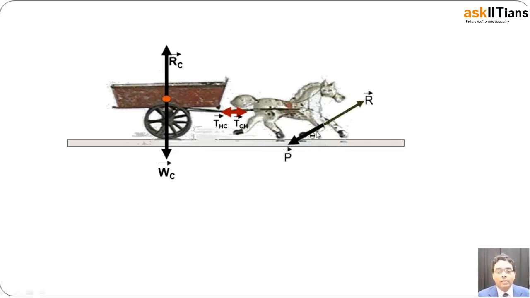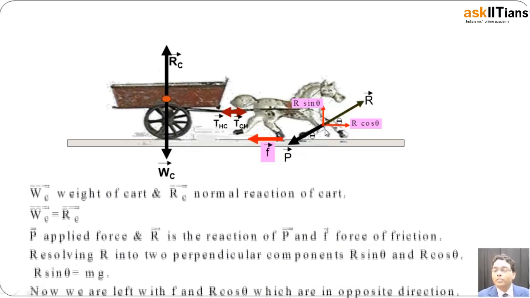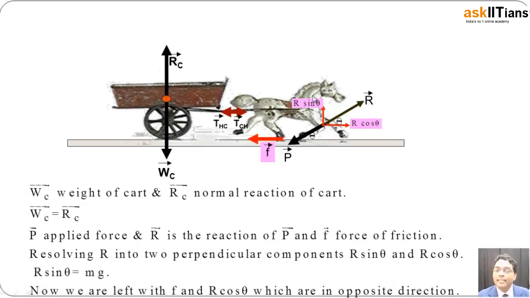Further, the horse pushes the ground in the backward direction with a force P, and the reaction is going to be R. Suppose that R is acting at an angle theta with the horizontal. We can resolve the forces such that R cos theta is the force along the horizontal direction and R sin theta is the component along the vertical direction.